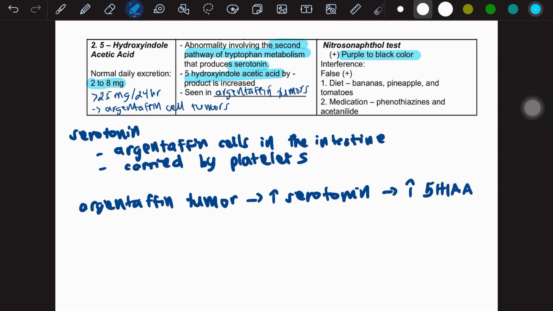So if you collect the sample for 5-hydroxyindole acetic acid, dietary instructions should be given. Certain foods are rich in serotonin, so these should be avoided because they can cause false positives. What are these foods that are rich in serotonin? Your bananas, pineapple, and tomatoes. Aside from that, medications should also be withheld for 72 hours. Which medications? Your phenothiazines and acetanilide.